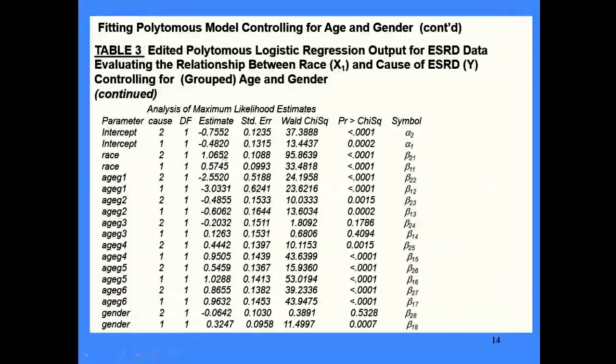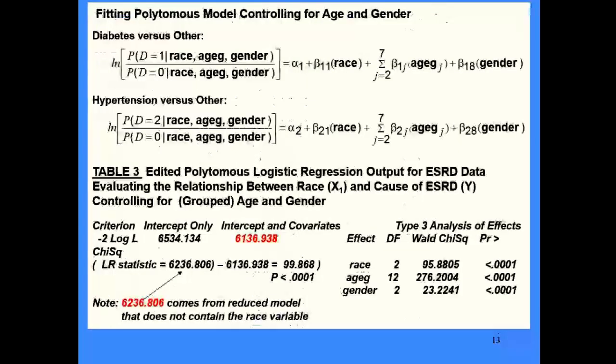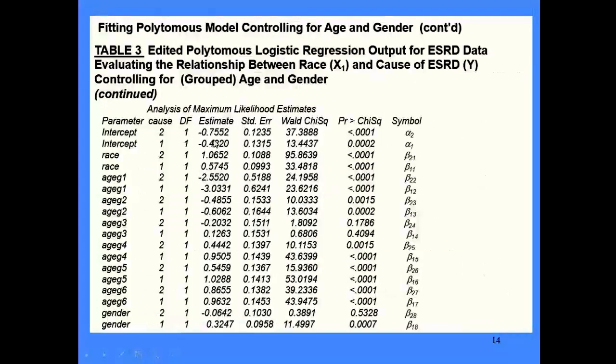What do you notice about this output? How many intercept values do you get? Why? Because you got two components, one for each of the two components: diabetes versus other, and hypertension versus other. So you got two intercept values, you got two race values. In fact, you got two values for every other variable that's in the model.